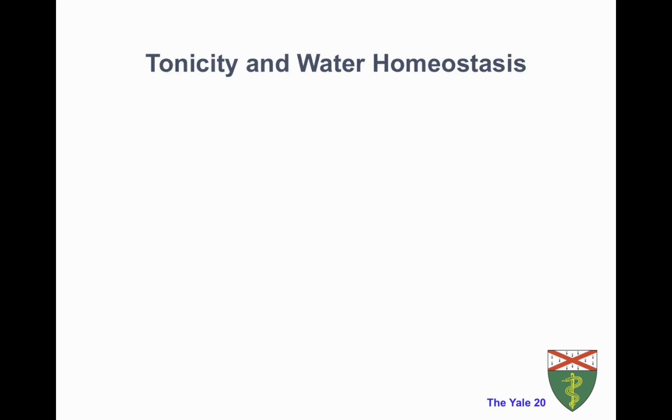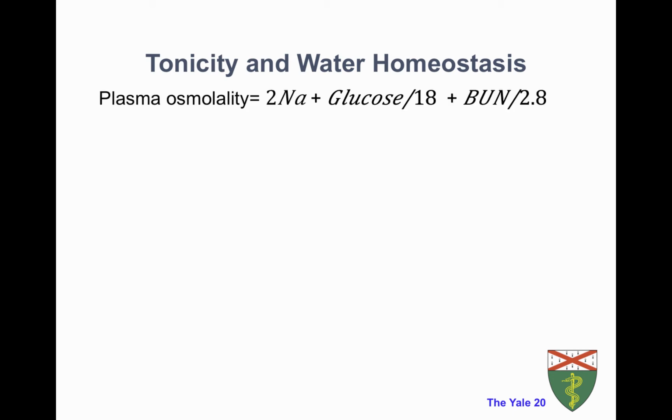Now, since we've established that hyponatremia is a water disorder, let's spend the next several minutes discussing water homeostasis and regulation of plasma tonicity. The plasma osmolality can be calculated by multiplying 2 times the sodium plus the glucose divided by 18 plus the BUN divided by 2.8.